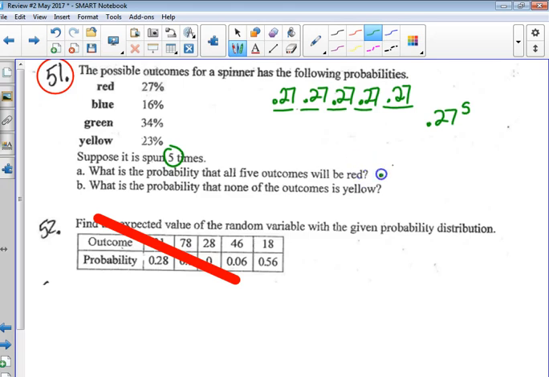And you can either leave 0.0014 or you can put 0.14%. Either way, it's a really tiny percent. Any questions? What's the chance that you don't get a yellow?